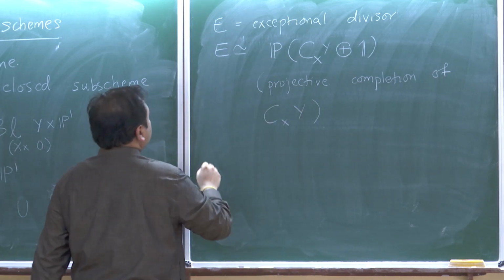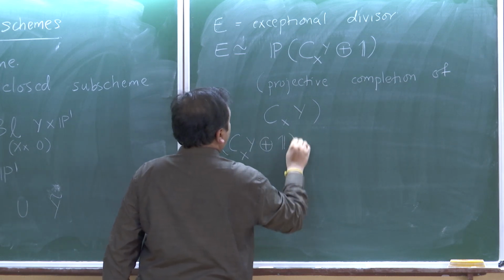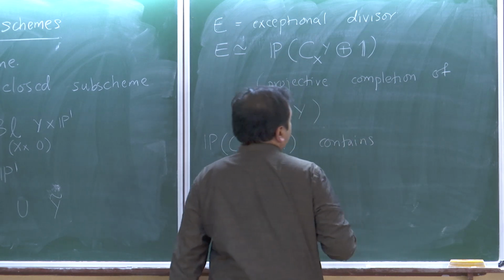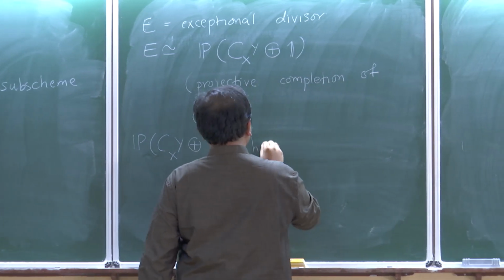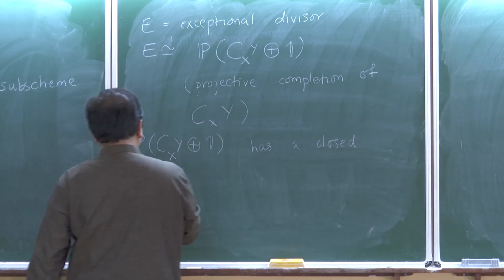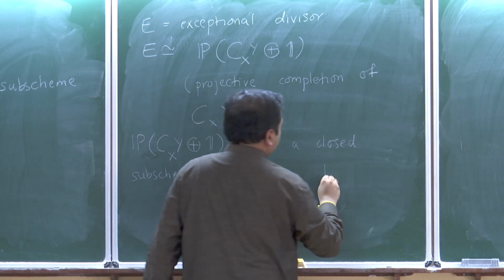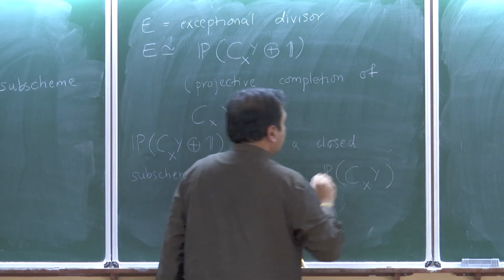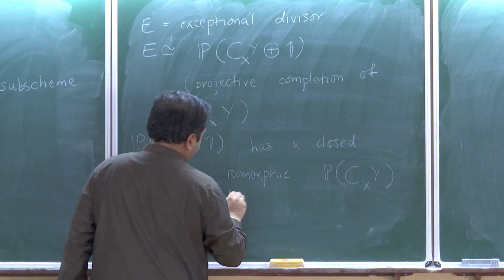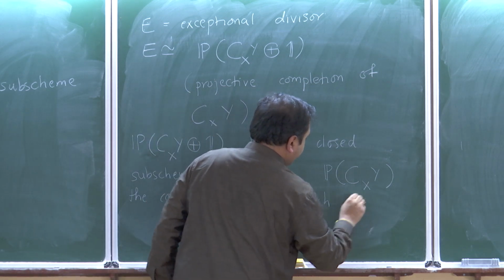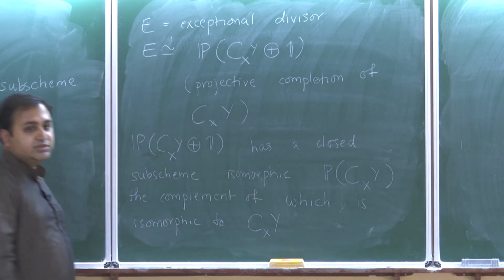And so actually P of C_XY plus 1 contains a closed subscheme isomorphic to the projectivization of the normal cone, P of C_XY, and the complement of which is isomorphic to the normal cone itself. Okay, not the projectivization, the actual normal cone is sitting in there.